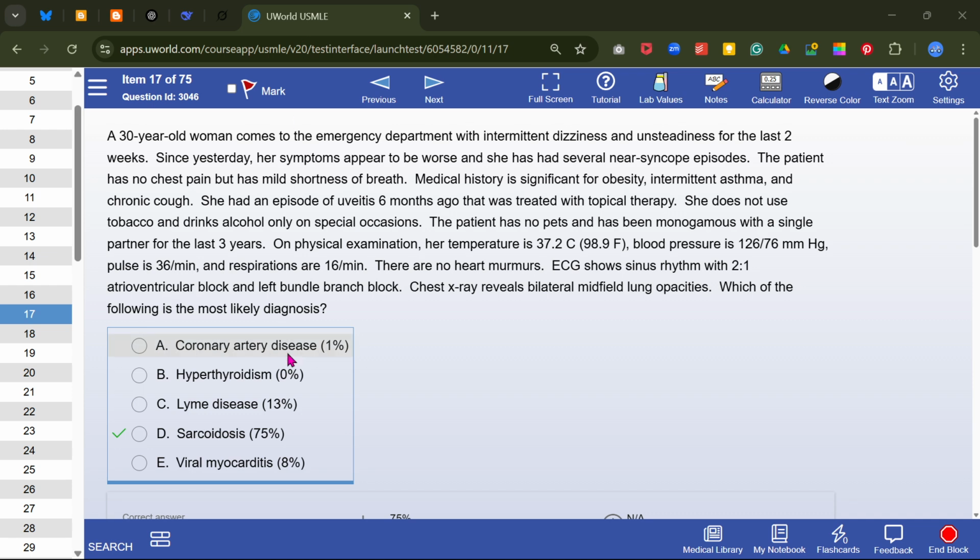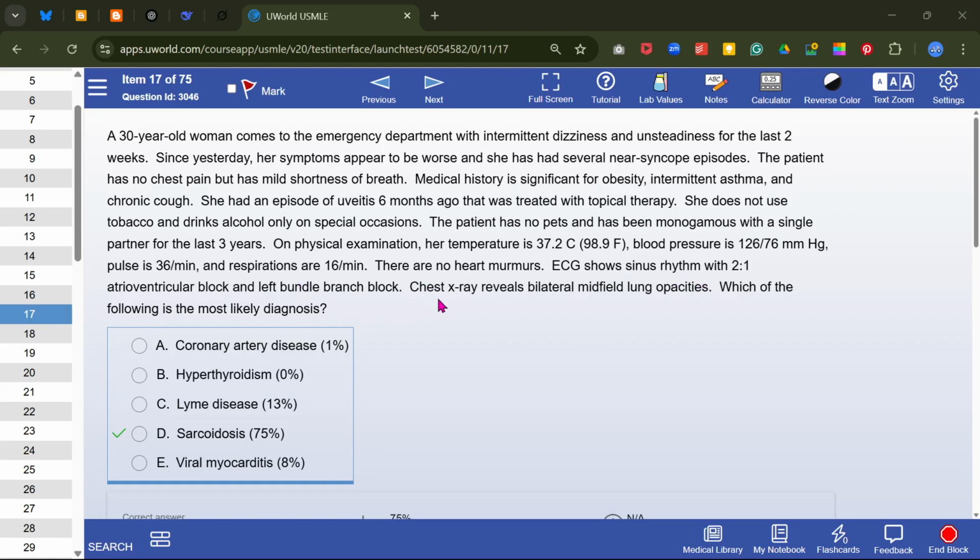This 30-year-old woman comes to the emergency department. Why? Dizziness, unsteadiness, near syncope. She has uveitis, one of the features of sarcoidosis, treated with topical therapy. She has no fever. Pressure is normal. ECG showed 2:1 AV block, a very high yield feature. One of the cardiac manifestations in sarcoidosis: 2:1 AV block and left bundle branch block.